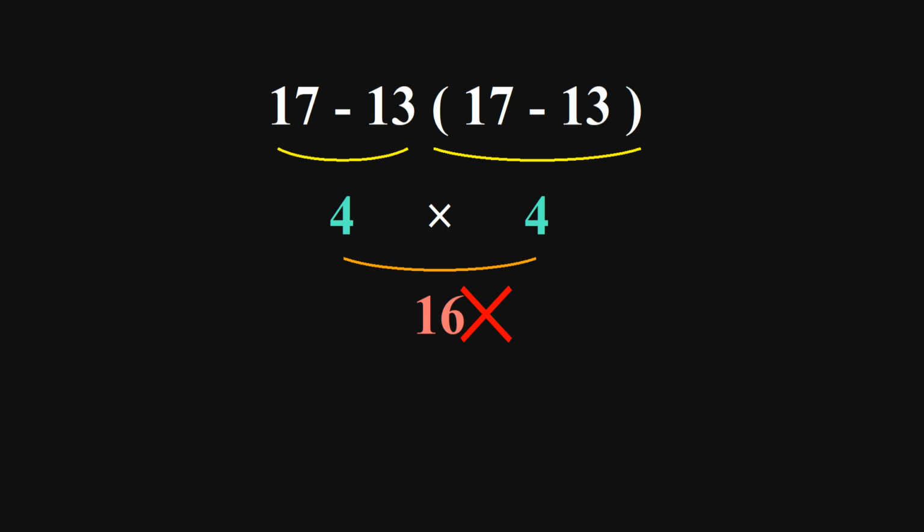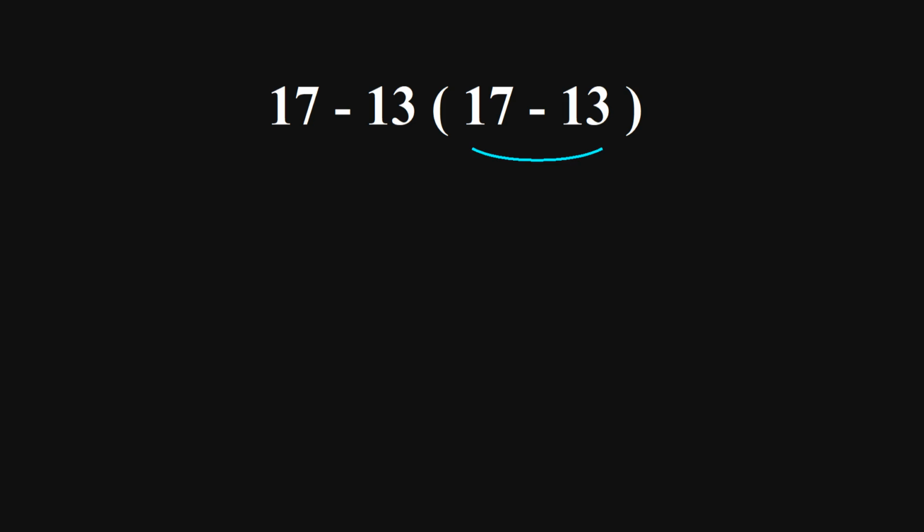In this video, we have 17 minus 13 times 4. If we do 17 minus 13, which equals 4, then 4 times 4 equals 16. But this answer is not correct, because according to the order of operations, we have to work on the parentheses first, then work on multiplication, and at last work on addition and subtraction. So first we do this subtraction, then this multiplication, and at last this subtraction.